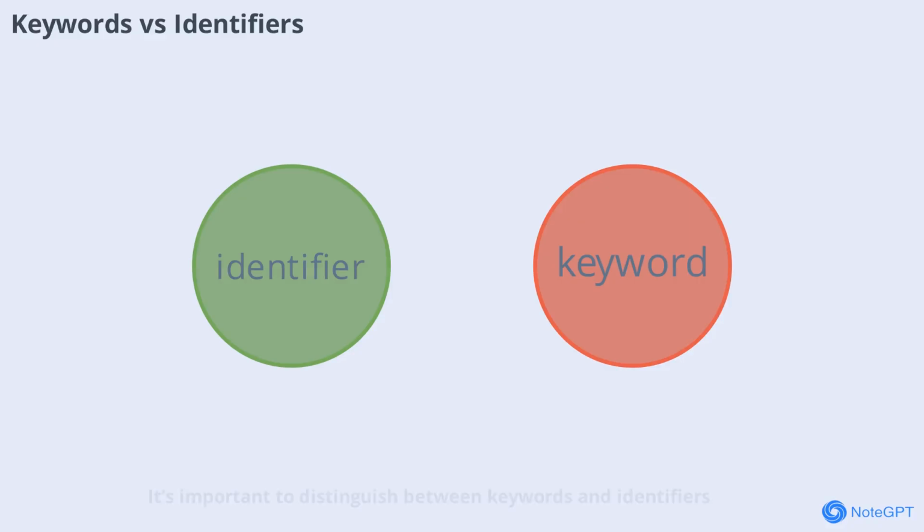It's important to distinguish between keywords and identifiers. Keywords are reserved and have special meaning, while identifiers are names given to variables, functions, or classes. For example, in the statement int age equals 25, int is a keyword and age is an identifier. Mixing them up can cause confusion and errors in your code. Always remember that you cannot use keywords as identifiers, as this will result in a syntax error.